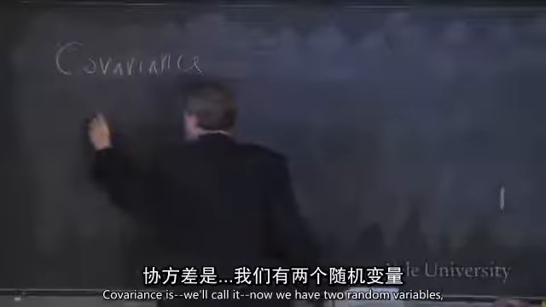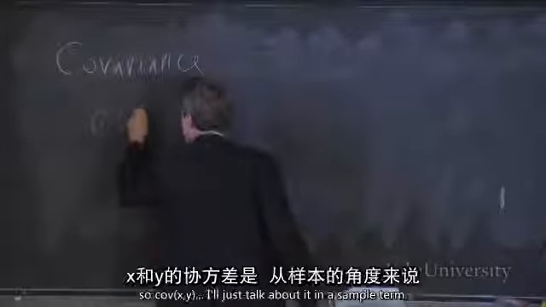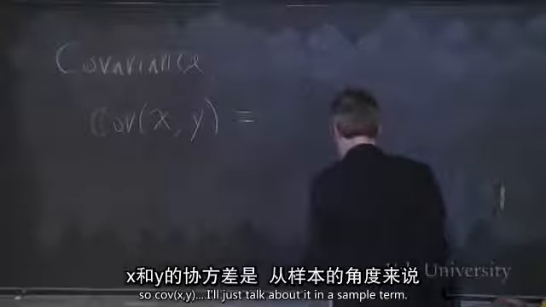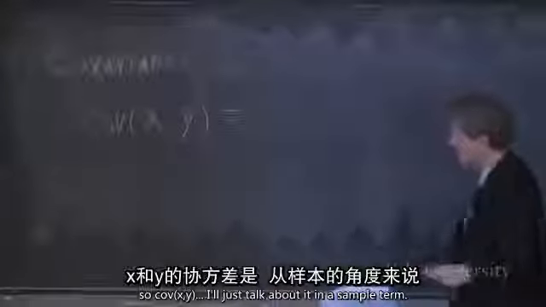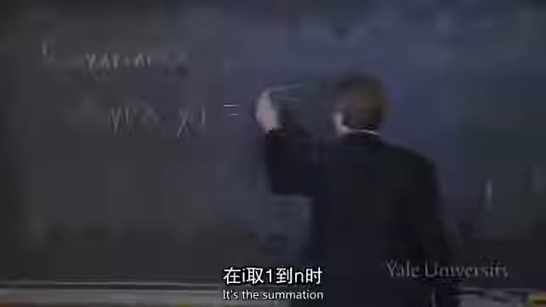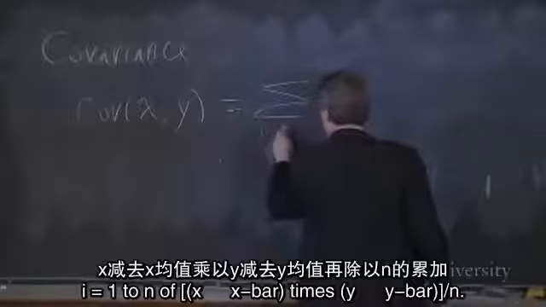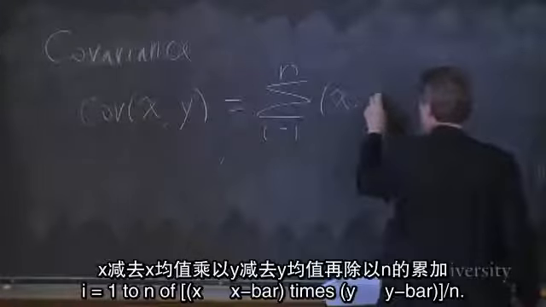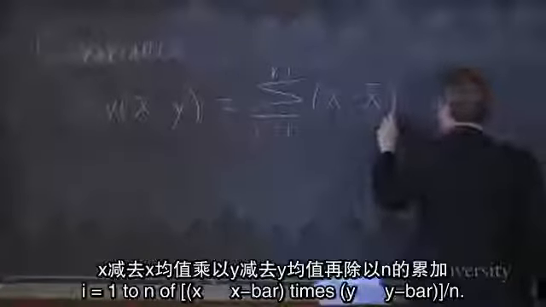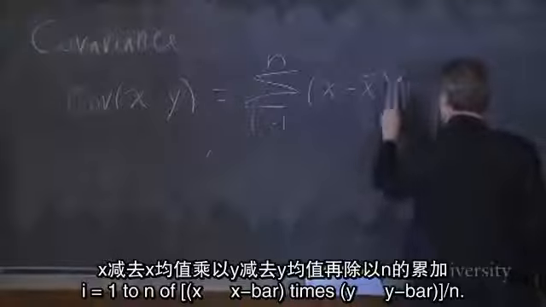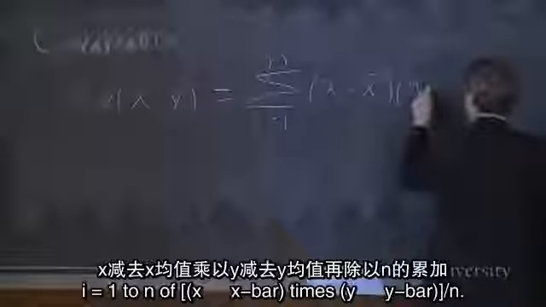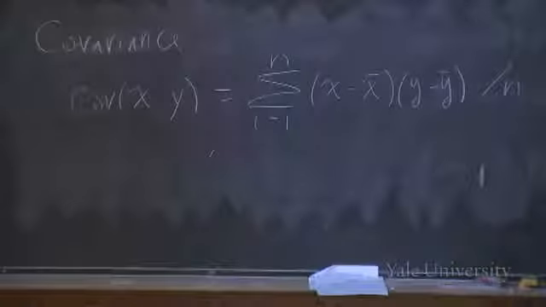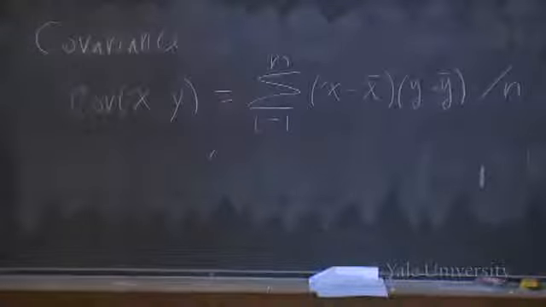We'll call it. Now we have two random variables. So the covariance of x and y, I'll just talk about it in the sample terms. It's the summation i equals 1 to n of x minus x bar times y minus y bar, all over n. Okay?